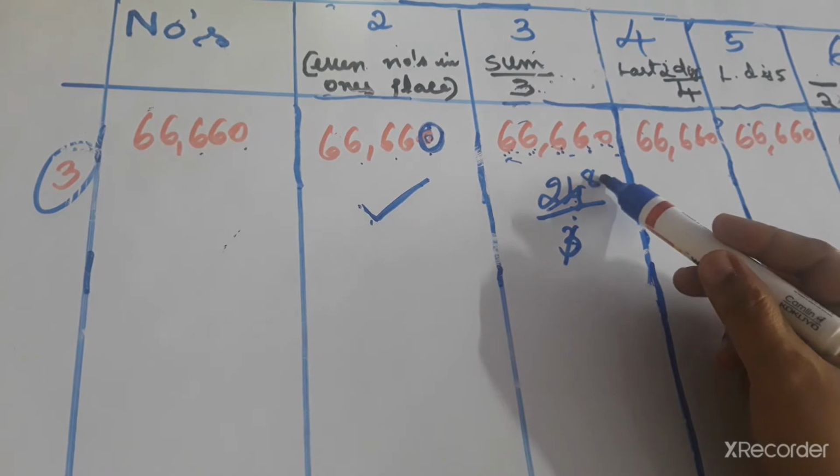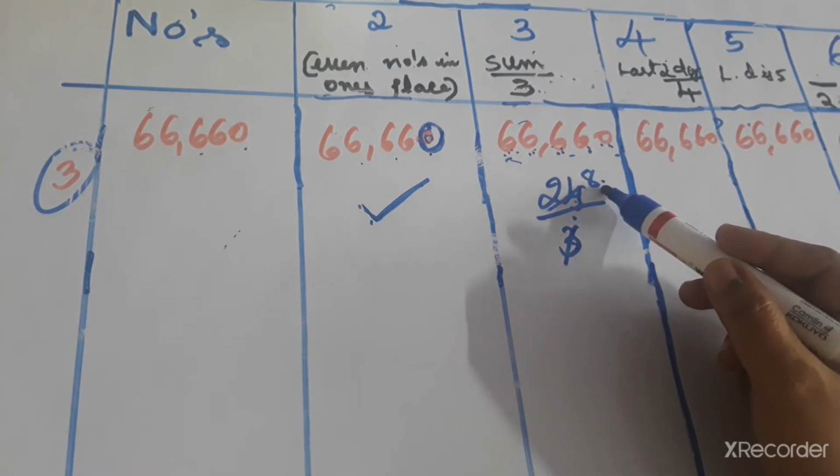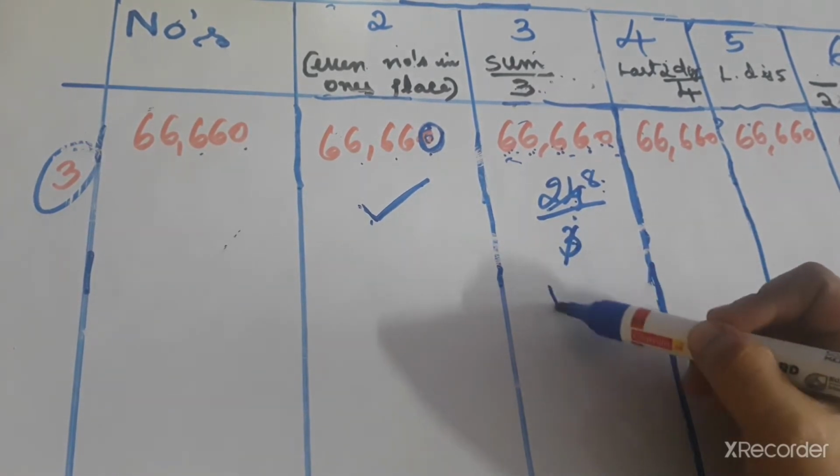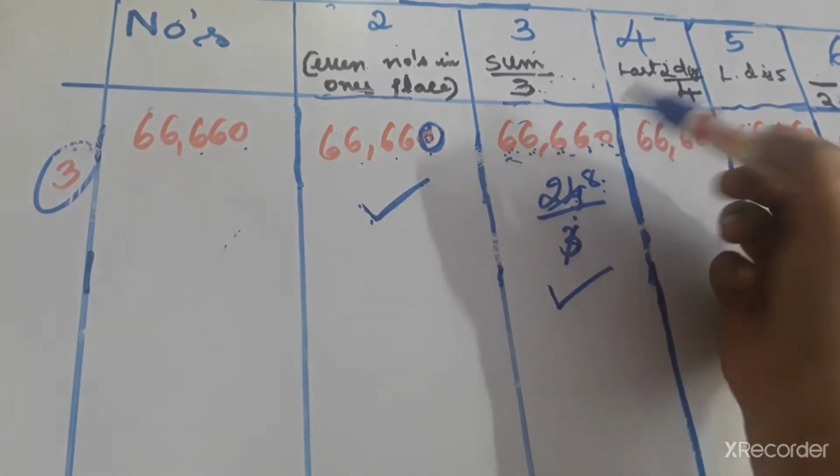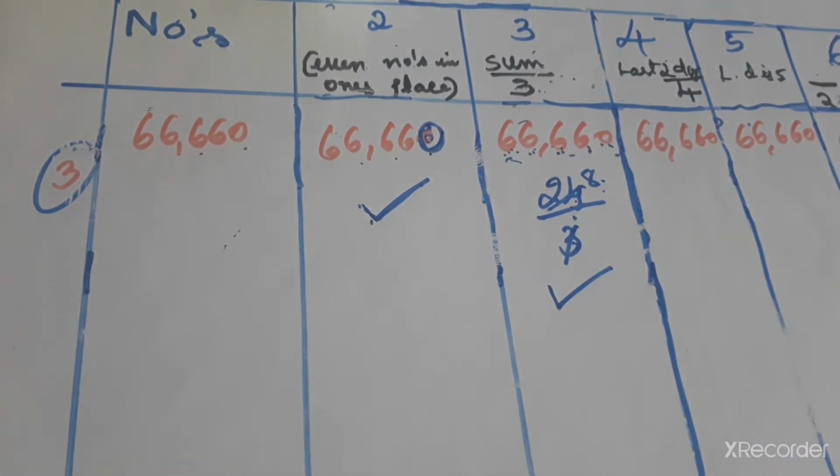So 3 1s are 3, 3 8s are 24. It is perfectly dividing by 3. So the whole number will be divisible by 3.